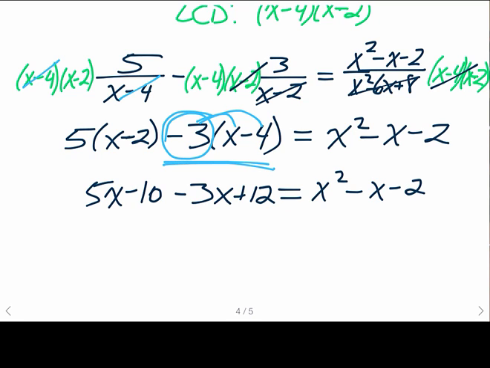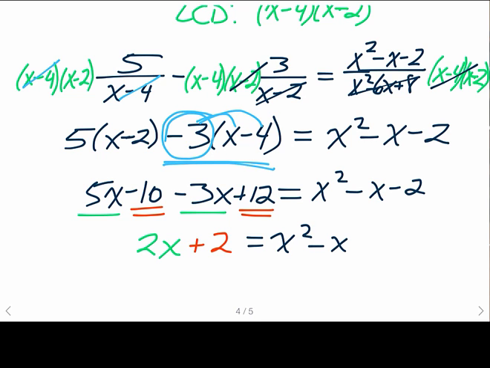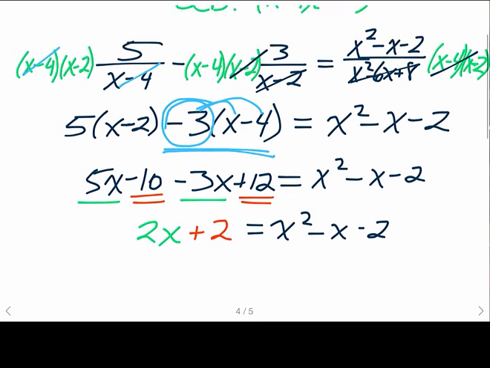What I have here is a quadratic, as indicated by the x squared term. And so what I'd like to do is get everything on the same side so that I can factor. What that means to us is on the left-hand side, we're going to collect like terms. 5x minus 3x is going to give me 2x. Negative 10 plus 12 is going to give me plus 2. And on the right-hand side, we have x squared minus x minus 2.